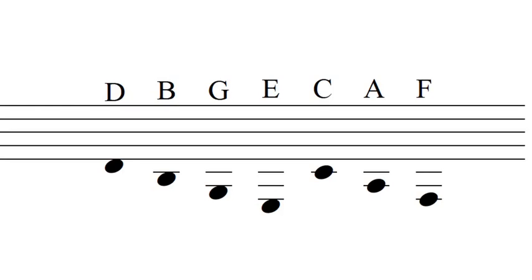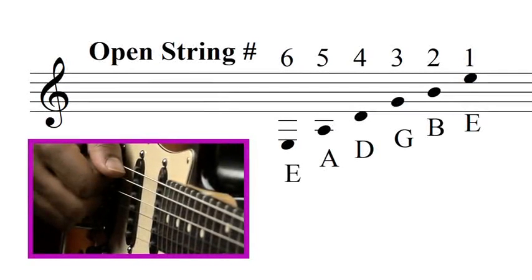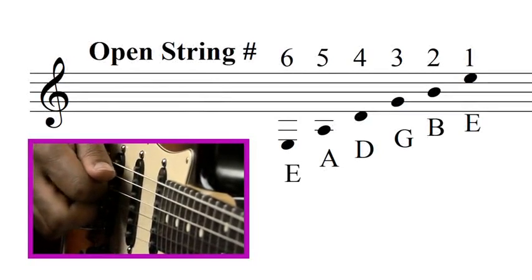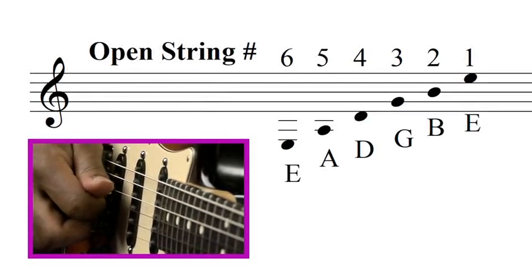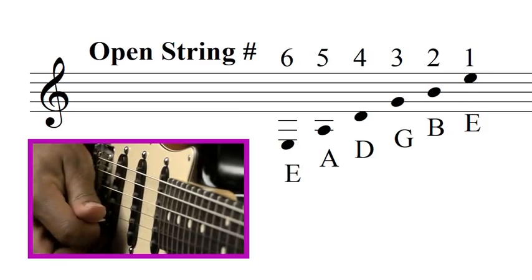Now we're going to look at the range of notes on the guitar. This is where the open strings are written on the staff. E, A, D, G, B, and E.